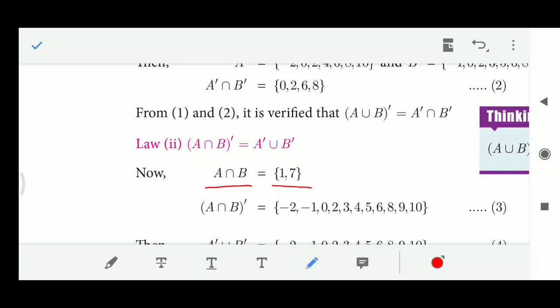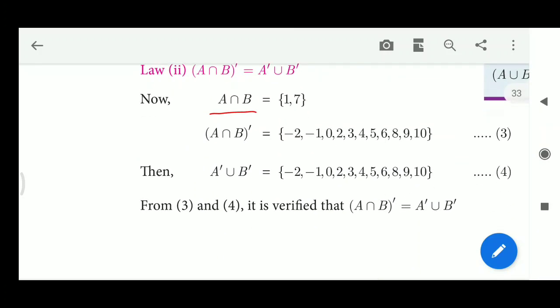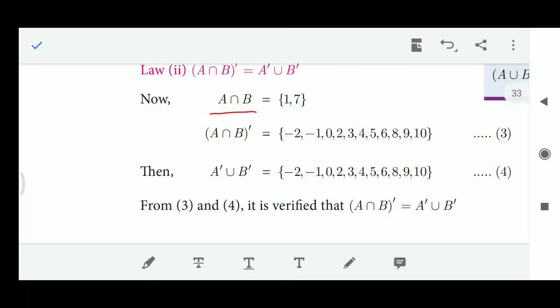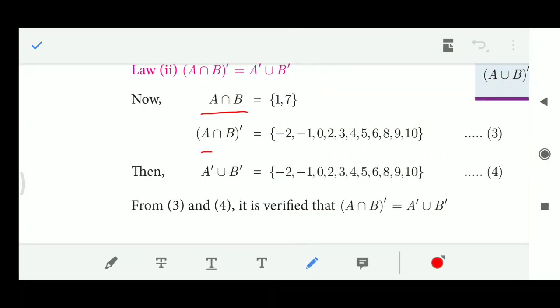Then A intersection B whole dash, you will get this by eliminating 1 and 7 from the universal set. If we eliminate 1 and 7 from the universal set, we get the remaining elements as -2, -1, 0, 2, 3, 4, 5, 6, 8, 9 and 10.